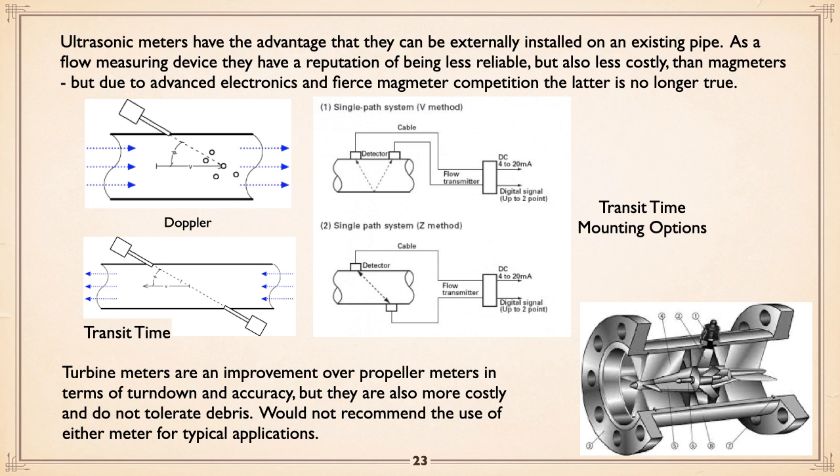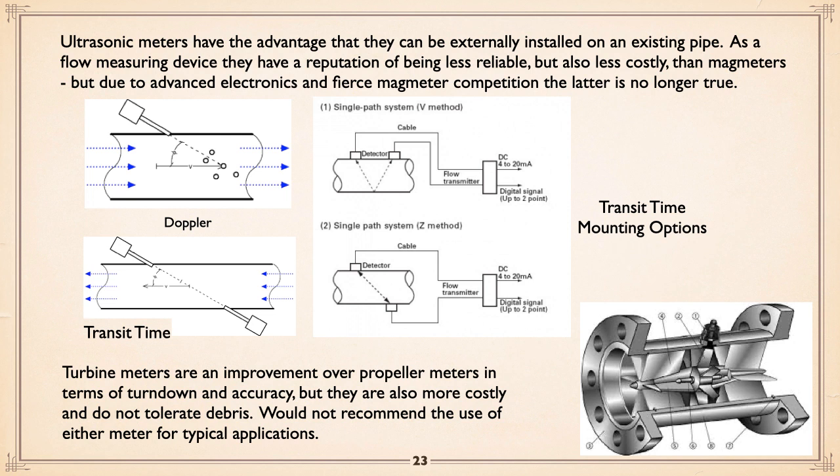Now, that's the single path, as you show immediately to the right of it, or you can actually do a bounce, what they call a V system. Okay, V system is the bounce, it's straight transit time. V system is a bounce, or single path where you're coming in at an angle. Okay.